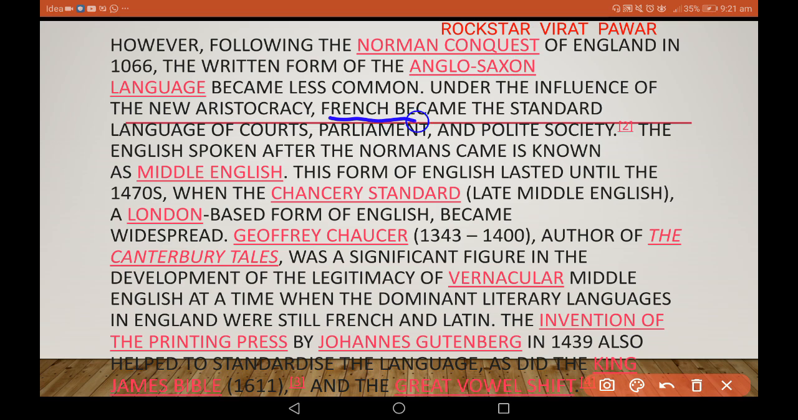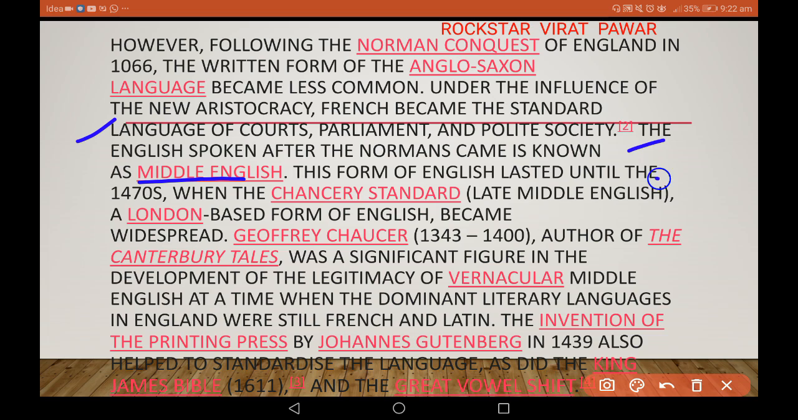French became the standard language of courts. Previously, the English language was the standard language, but after the Norman conquest, French takes the place of English in courts, Parliament and polite society. The English spoken after the Normans came is known as Middle English.